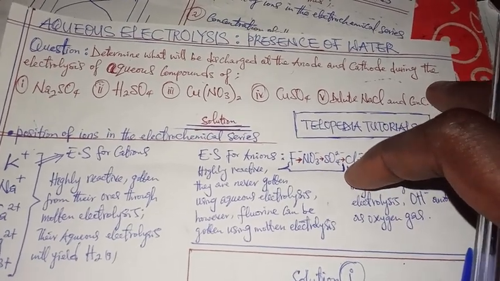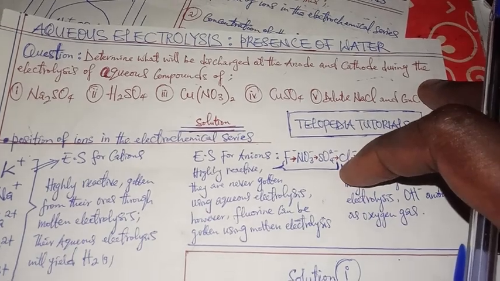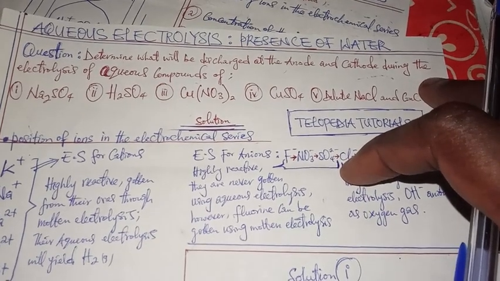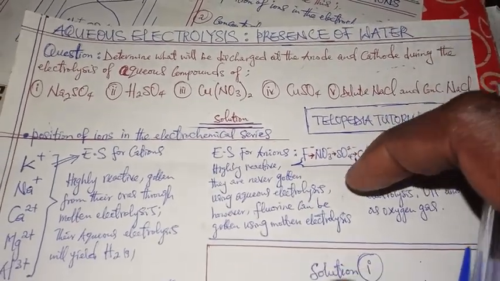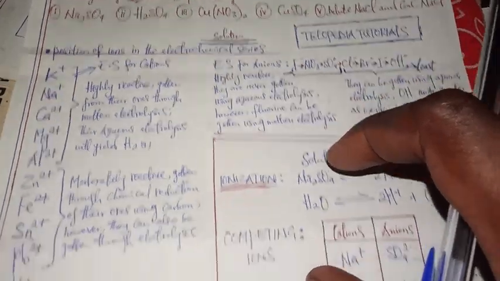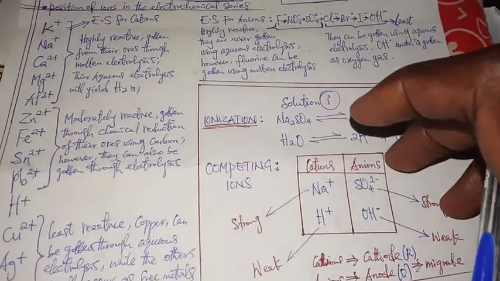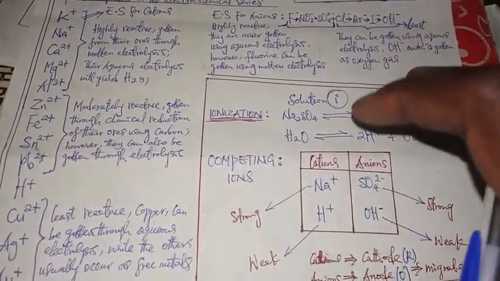And in this question, we are to determine what will be discharged at the anode and cathode during the electrolysis of these given compounds. So we are starting with compound 1. That is where we are going to look into compound 1.